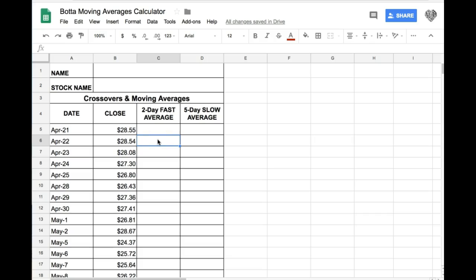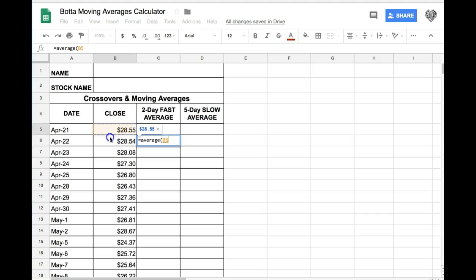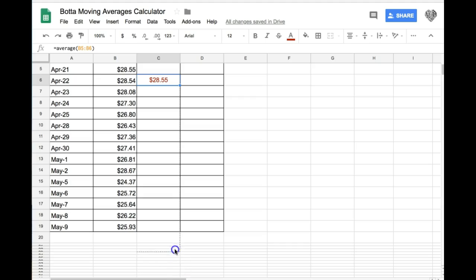We talk about how you're not going to have a formula in cell C5 because you don't have the information from April 20th, so you can't make a 2-day average from April 21st. So we start with April 22nd, and the formula for finding an average is simple. It's equals average, and then in parentheses, you put the cells that you're finding the average of. Enter, and there's our average. And then we simply can drag this formula down so that it populates the rest of the cells in that column.